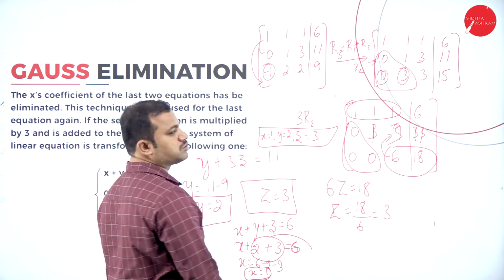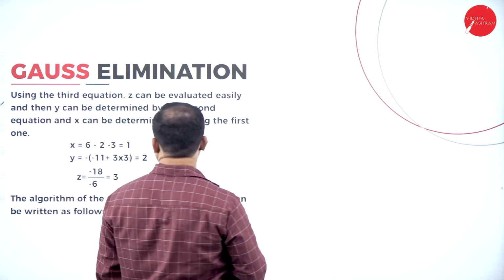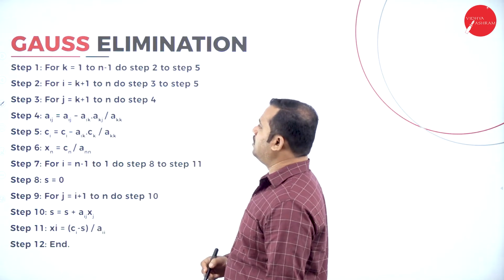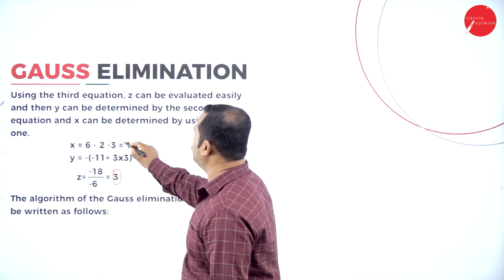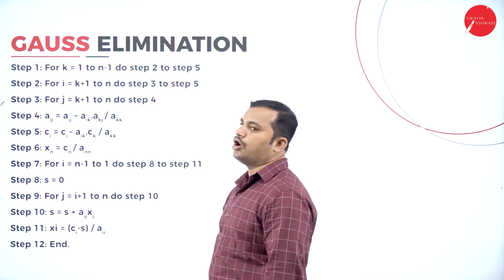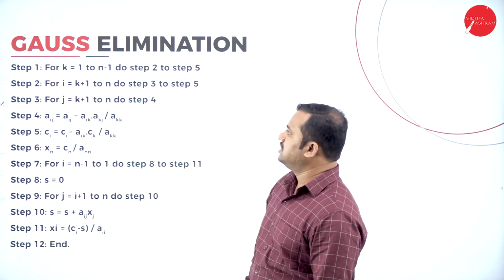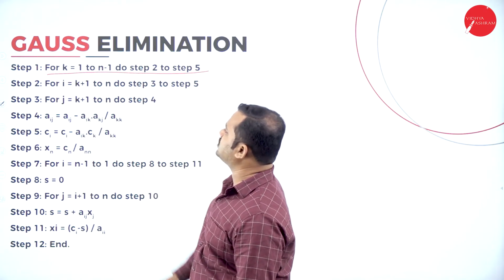So these are the values we have obtained by the method of Gauss elimination. The same thing you are going to observe in this case. That is, the value of z is equal to 3, y is equal to 2, x equal to 1. So similarly, we have an algorithm for this. The algorithm is k is equal to 1 to n minus 1 steps.